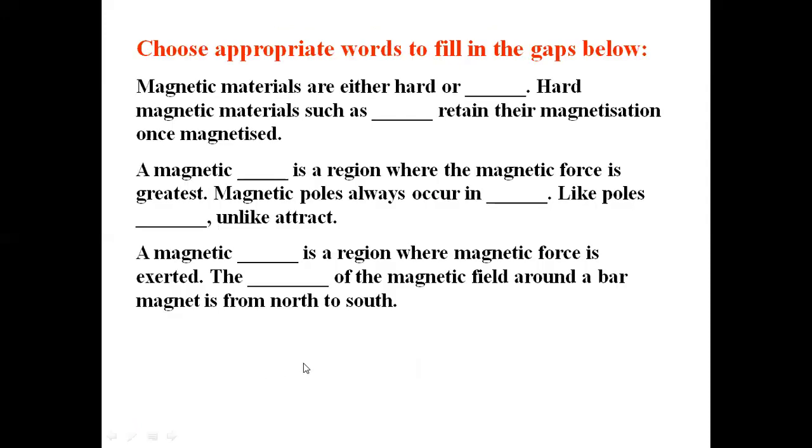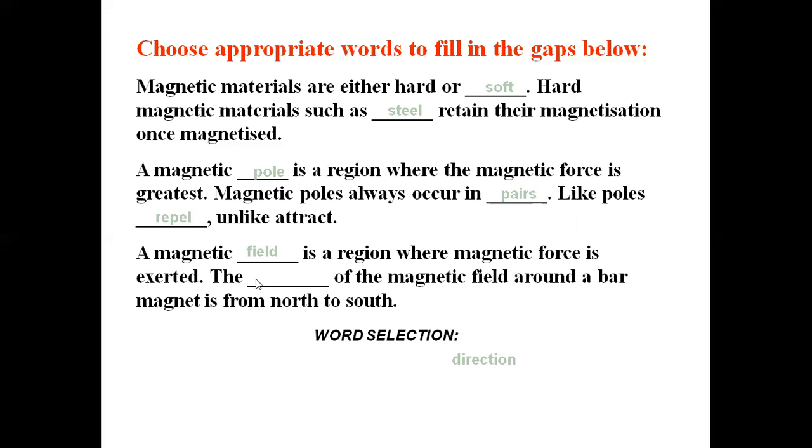So now there are some fill in the blanks. You have to fill up by choosing the words from here. Magnetic materials are either hard or soft. Hard magnetic materials such as steel retain their magnetism once magnetized. A magnetic pole is a region where the magnetic force is greatest. Magnetic poles always occur in pairs. Like poles repel and unlike poles attract.